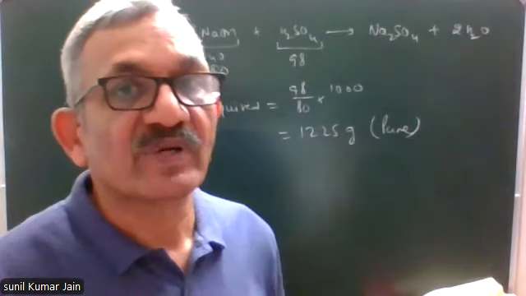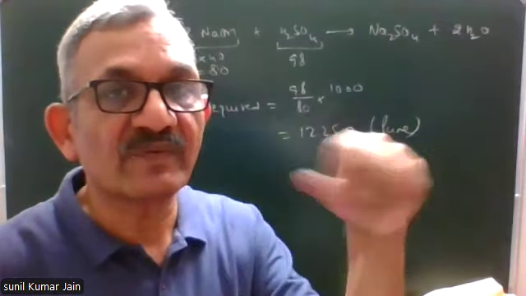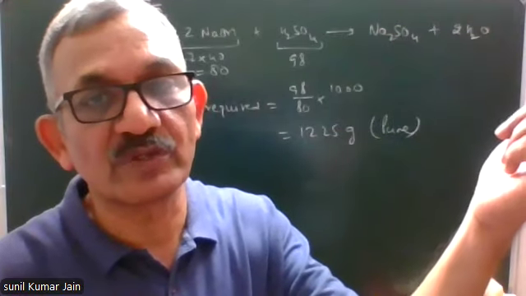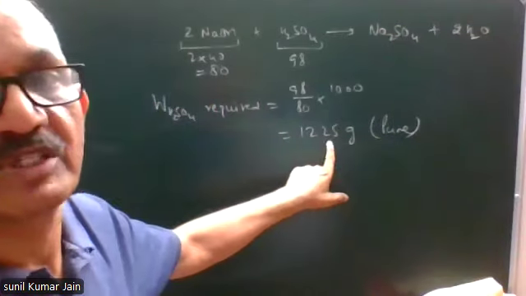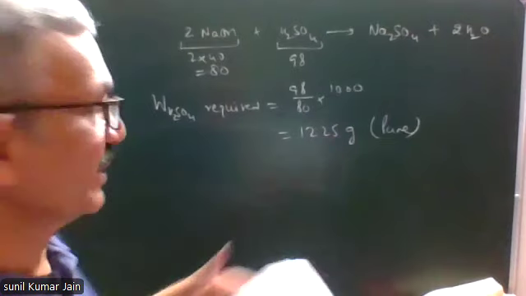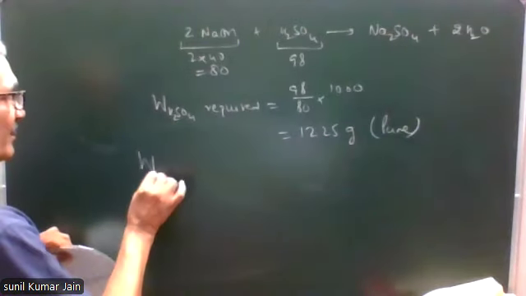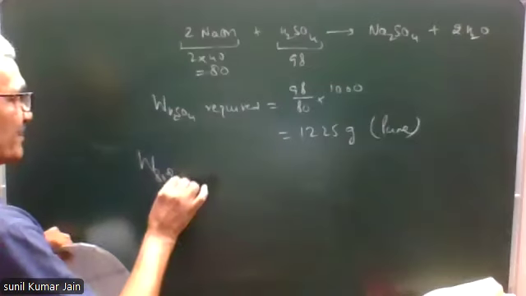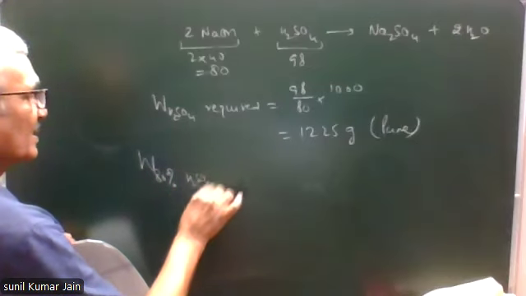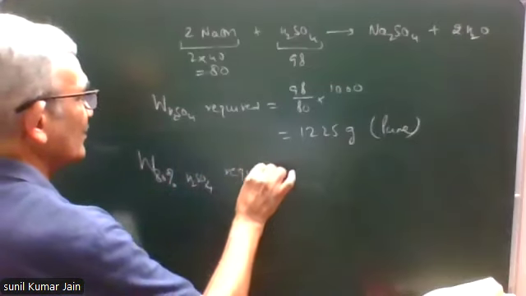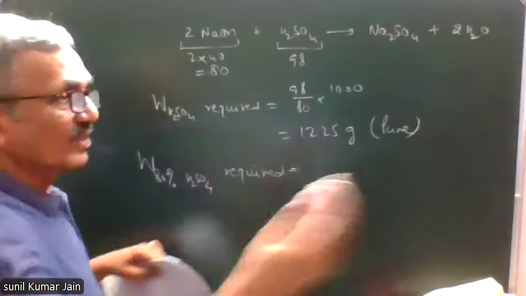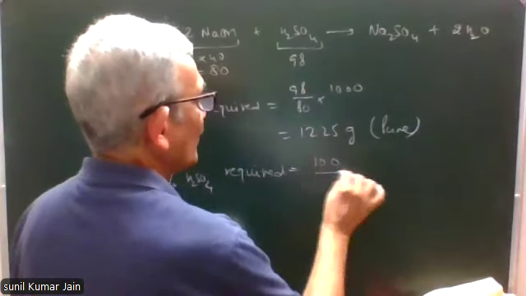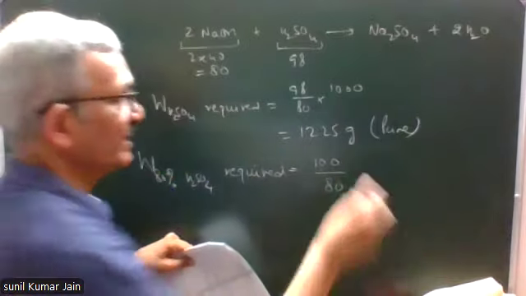It means I can say for 80 grams of sulfuric acid, I'll have to take 100 grams of solution. For this much, how much solution do I need? That I'll calculate. So weight of 80% sulfuric acid required. For 80, I need 100. For 1, I need 100 by 80.